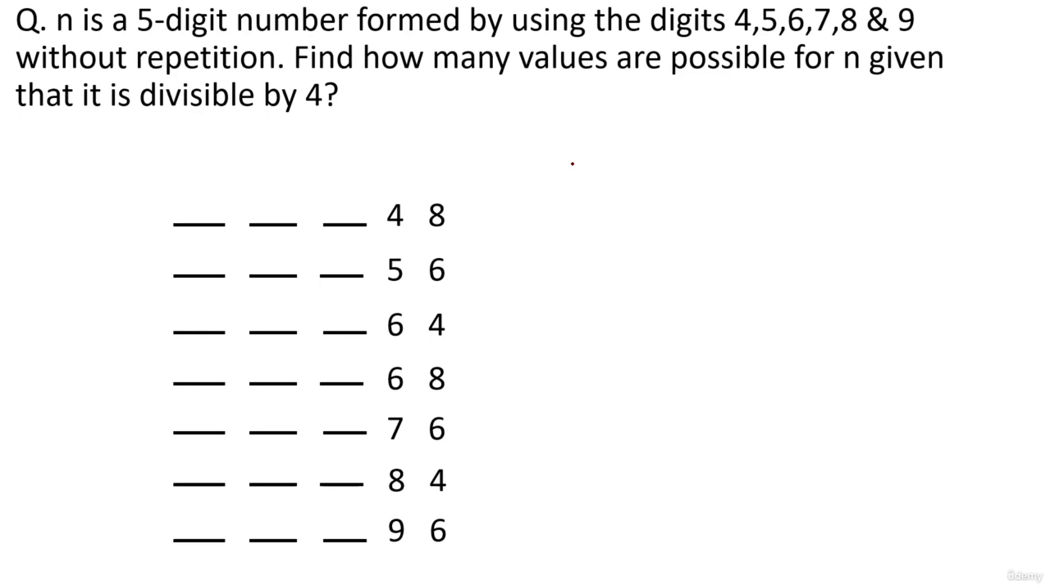Now what do we have to do? We have to place the remaining digits here, right? So we'll take one example. In this first set of digits, we have taken 48 in the last two places. The remaining digits are 5, then 6, 7, and 9, right? Now here in the 10,000 place, any one of the four numbers can come. So there are four ways to put the 10,000th digit. Now we have placed 4 8 at the end and placed one digit from 5 6 7 9 here, right?